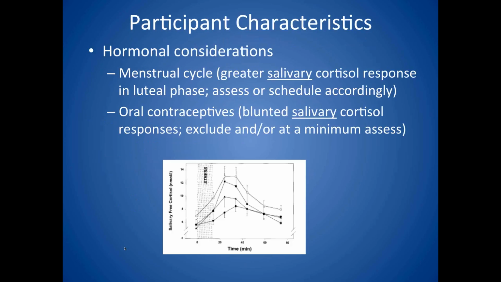There can also be other hormonal considerations to think about. So for your female participants, menstrual cycle can influence cortisol reactivity. And so you would want to either schedule the sessions accordingly or at least assess where your participants are in their menstrual cycle. We simply provide a calendar where participants can indicate when they started their last period in order to look at that. And oral contraceptives can blunt salivary cortisol responses. We exclude women on oral contraceptives from our studies, but you'd want to at least assess this if it's not feasible within the context of your study to exclude. This is just a graph that illustrates the differences in menstrual cycle and oral contraceptive use.